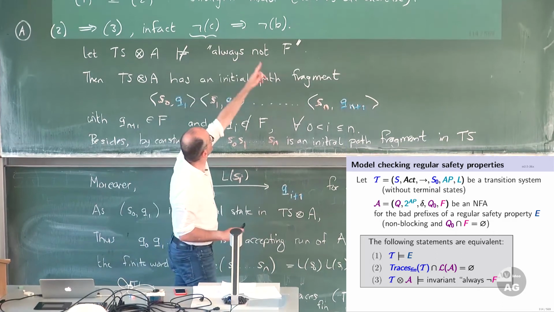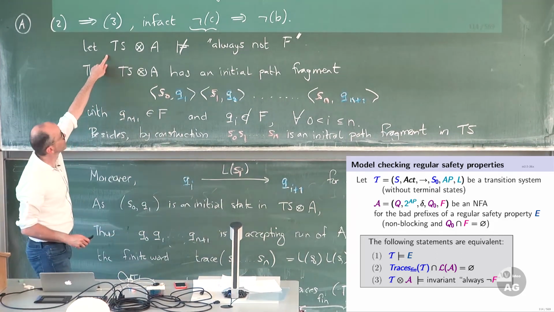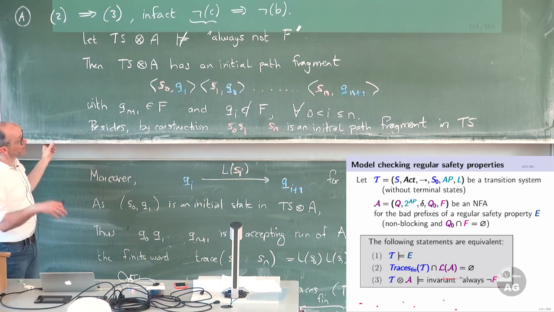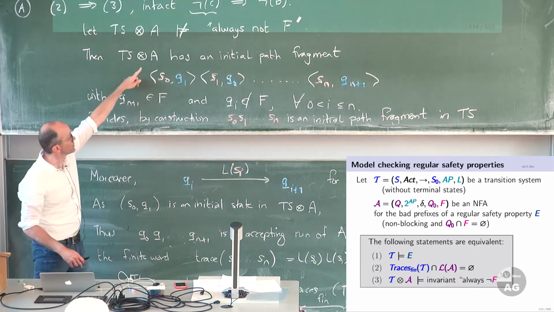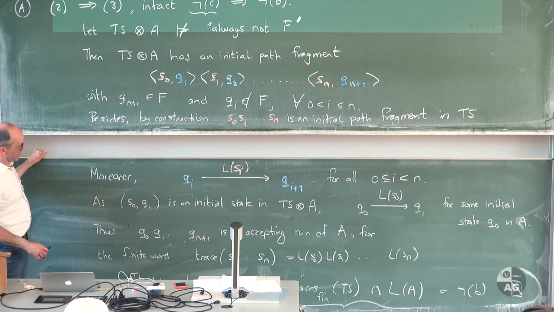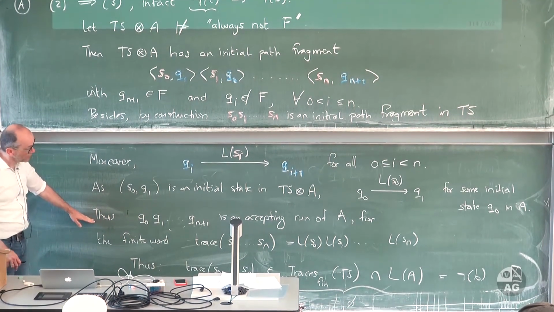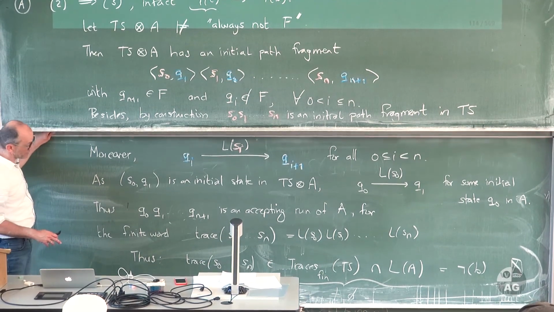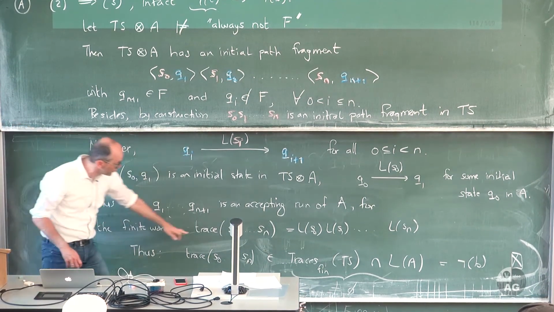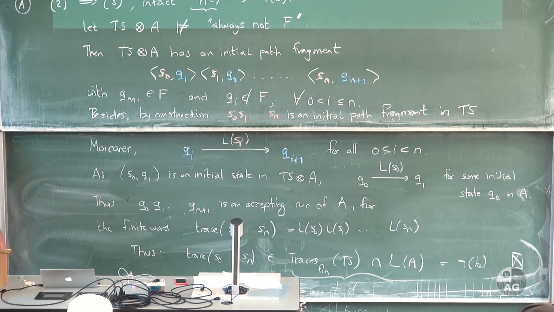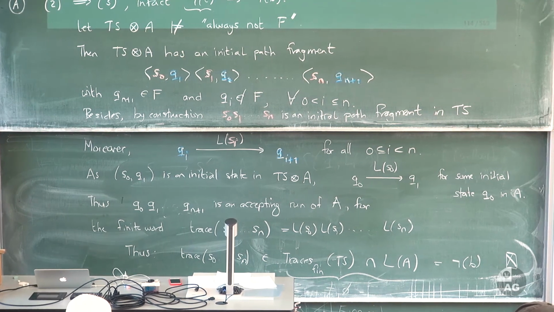I proved the opposite. So I start with not B. We then have that there is an initial fragment in this composite transition system. I analyze this in detail. Then I can conclude that there is an accepting run of this automaton. It's a special accepting run because the accepting run is exactly for the finite word the trace of the corresponding state sequence in the transition system. And that means that there is a finite trace which is accepted by the automaton. And therefore the intersection is non-empty.